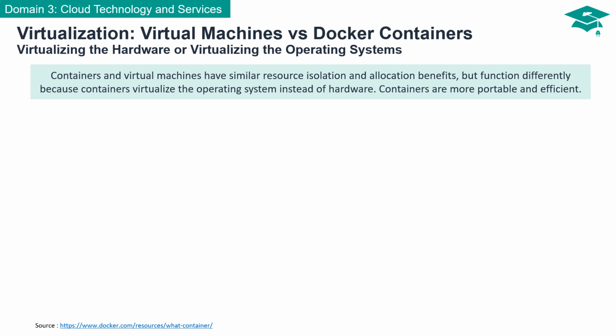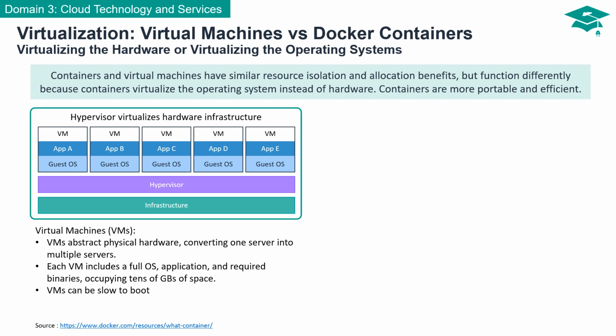Virtual machines and Docker containers are both technologies used for virtualization, but they operate at different levels and have distinct characteristics. Containers and virtual machines have similar resource isolation and allocation benefits, but function differently because containers virtualize the operating system instead of hardware. Containers are more portable and efficient.